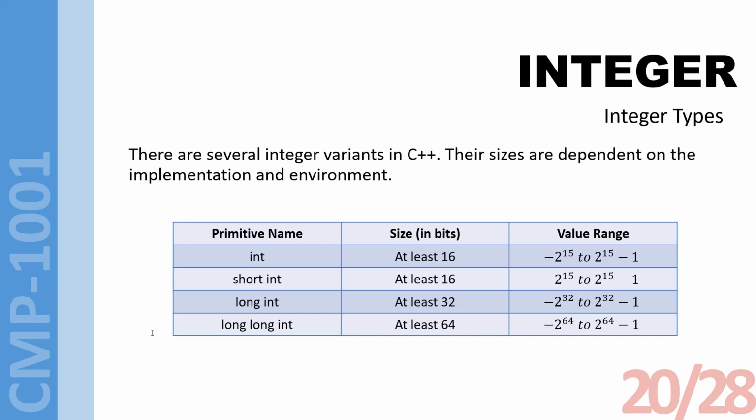And based on the number of bits that are being used, as you can see, the value ranges change from -2 to the power of (bits - 1), so -2 to the power 15 to 2 to the power 15 - 1, if the variable is using 16 bits.